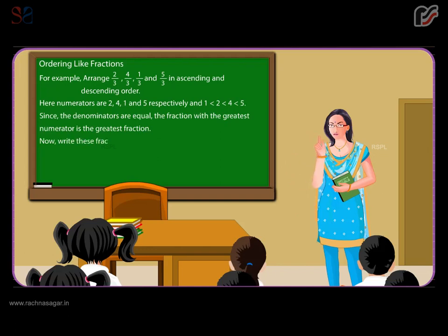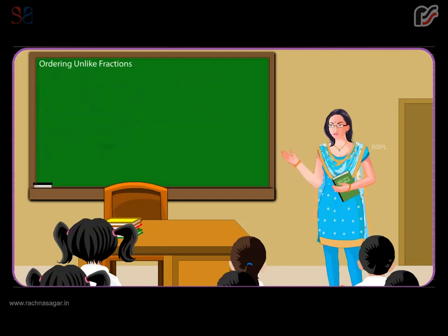Now, write these fractions in ascending order. 1/3 is smaller than 2/3, which is smaller than 4/3, which is smaller than 5/3. Now, write these fractions in descending order. 5/3 is greater than 4/3, which is greater than 2/3, which is greater than 1/3. Ordering unlike fractions.